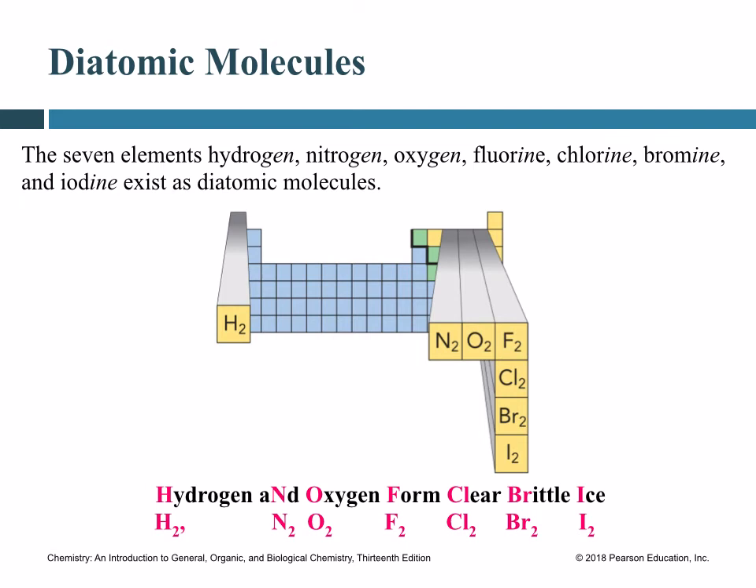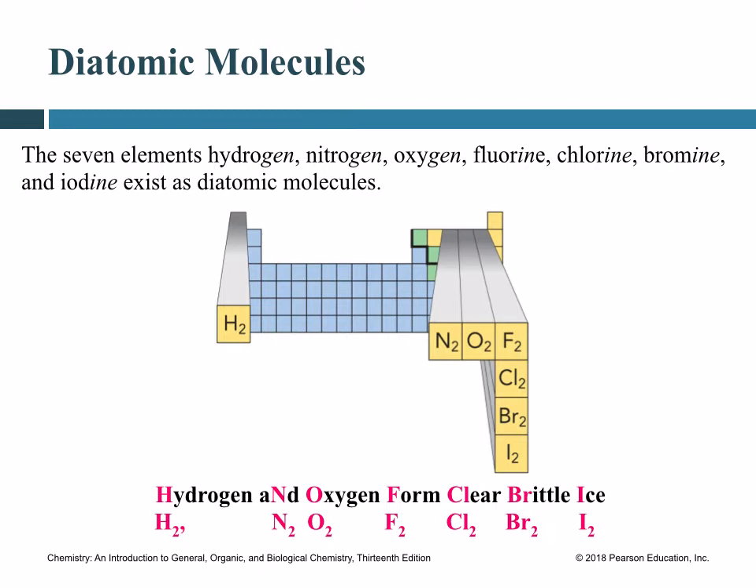In addition to hydrogen and fluorine, there are 5 other diatomic molecules, which exist as 2 atoms of the same element covalently bonded together. One mnemonic device to help you remember them is "hydrogen and oxygen form clear brittle ice." Each word in the sentence represents a diatomic molecule.